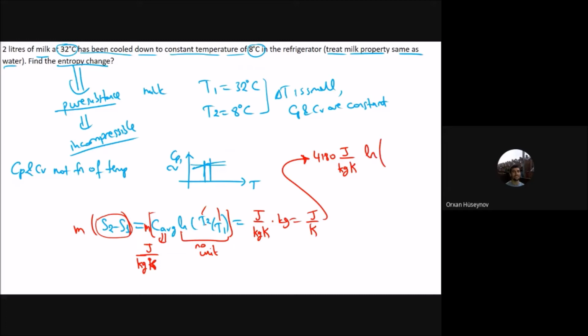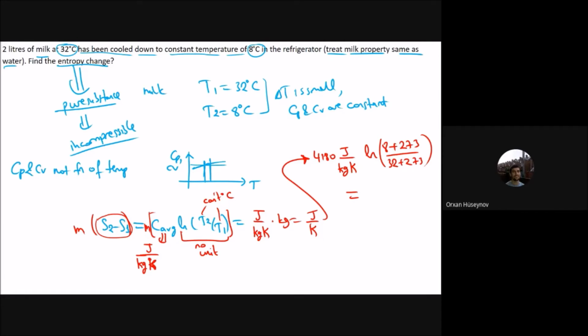So for T2 by T1, you cannot use degrees Celsius, because this is a division. For the division, Kelvin and degrees Celsius matter. Therefore, I should convert it into the SI unit, the thermodynamic unit, which is the Kelvin. So it will be divided by 32 plus this one. If you do this calculation, you will get the entropy change of the milk.